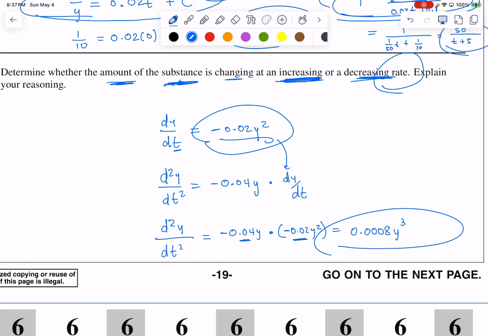Is this rate increasing? Is it an increasing rate or a decreasing rate? It's an increasing rate. Which would tell you, by the way, that the original function is concave what? Up, if they wanted to know. So this is an increasing rate because you would have to say, in your reason, because y is greater than 0, because it's the amount of a substance, 0.0008y cubed would also be positive, so it's an increasing rate.